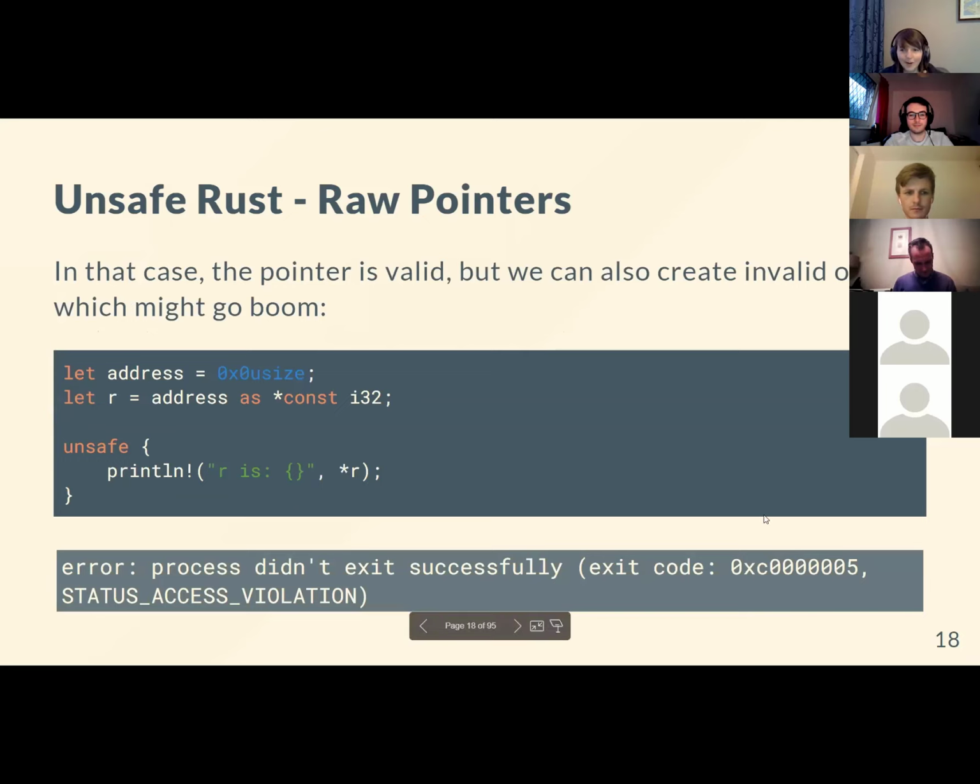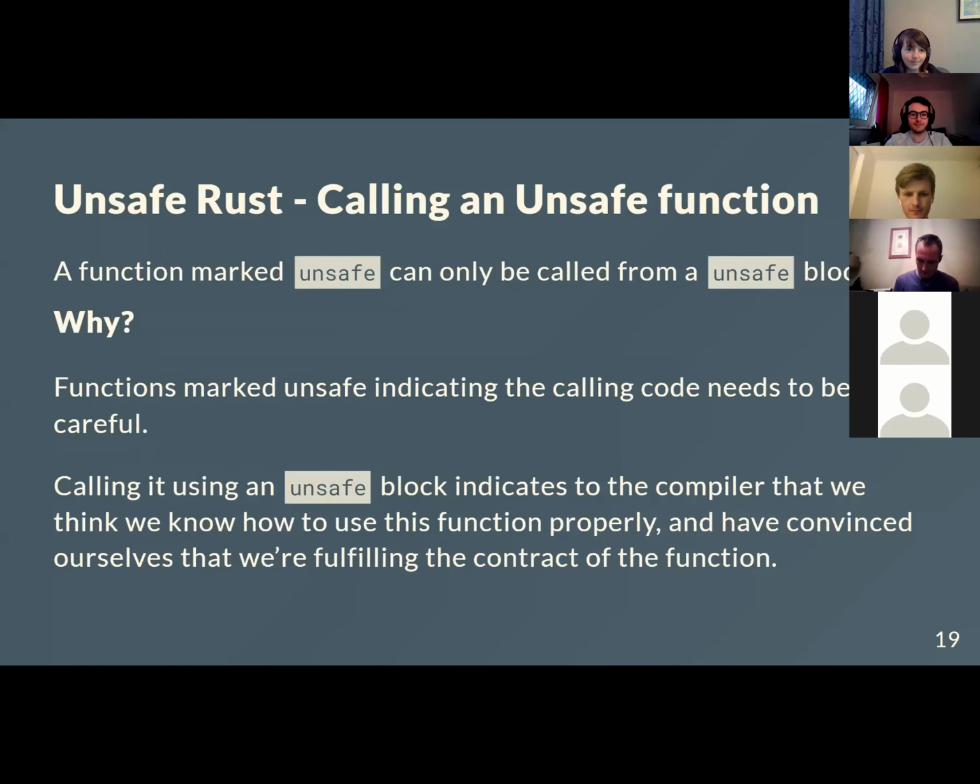And if you want to see what creating an invalid one looks like, you can just say, okay, here's my address, cast it to my pointer type, and then dereference it, and it'll go boom. So you can see why it's useful to have it in an unsafe block, because when you get exceptions like this, you know where to look. Most of your code is safe. You're not going to get it in it. So you only have to kind of check your unsafe blocks.